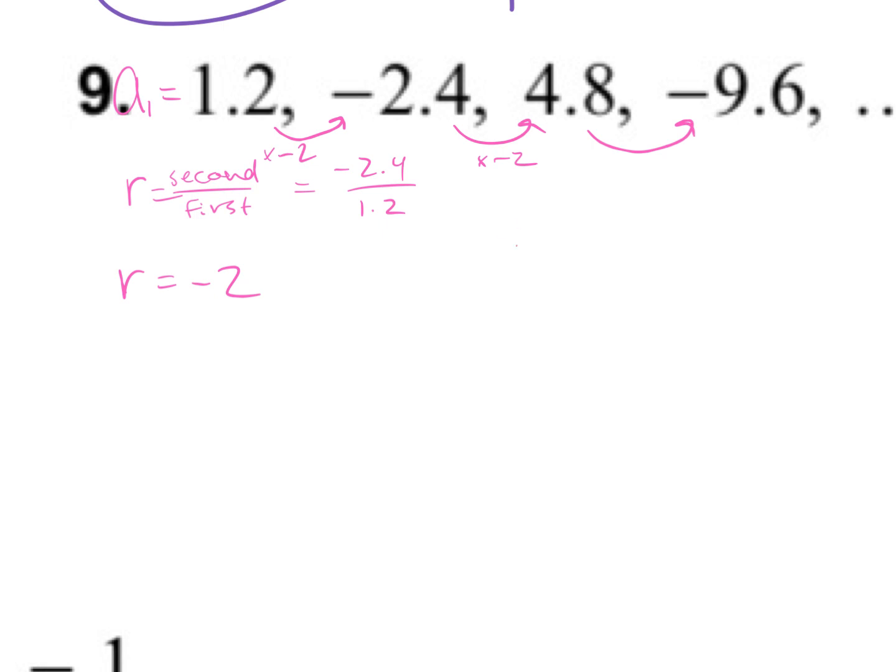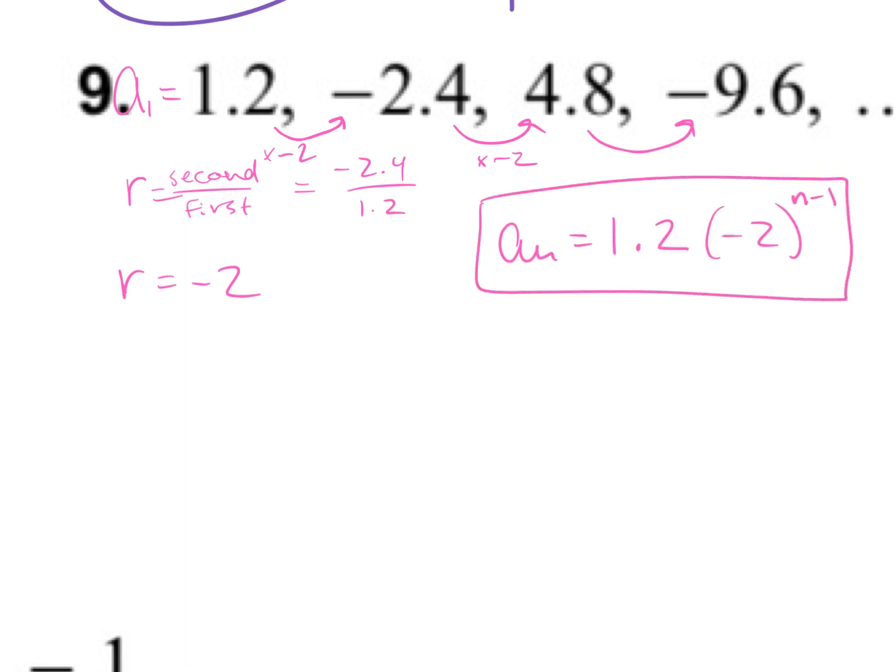So let's plug it in. A sub n is equal to what? 1.2. Awesome. 1.2 times negative 2 to the power of n minus 1. So this would be our rule.